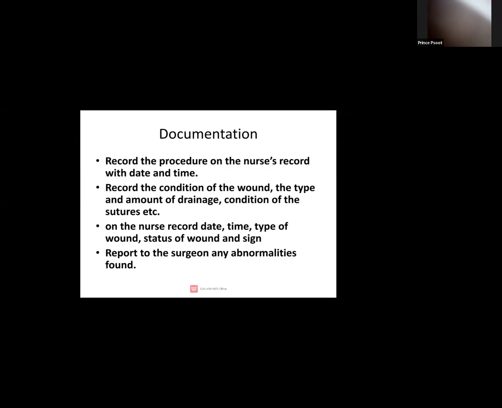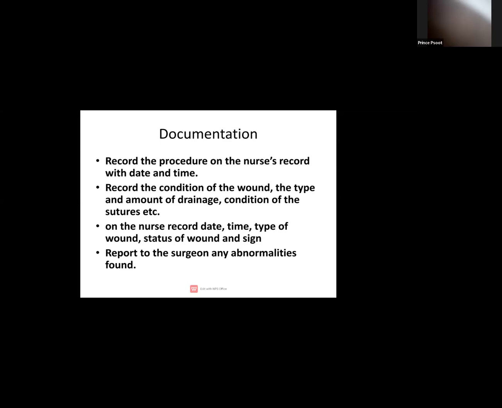And finally, documentation, which is, of course, the most important part of our work. We've been able to dress the patient's wound and maintain aseptic techniques in the whole process. Now, if you don't document, how do you prove what you've done? So you record the procedure on the nurse's record with date and time.